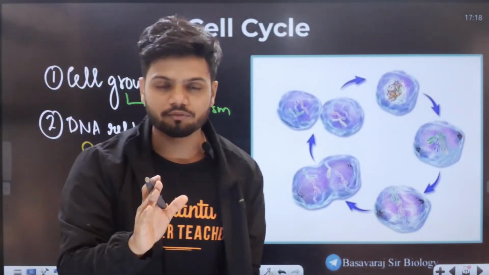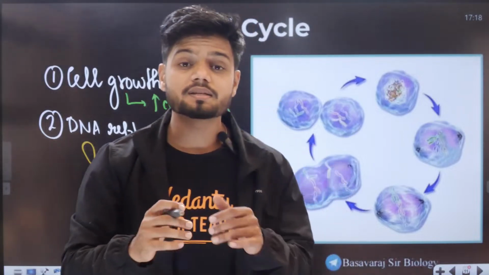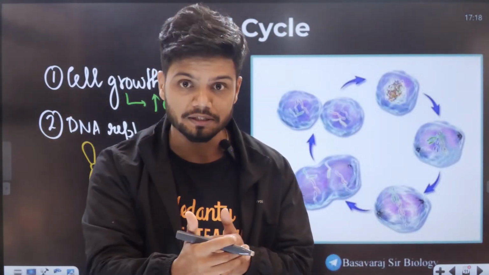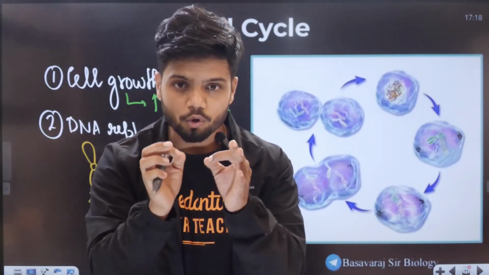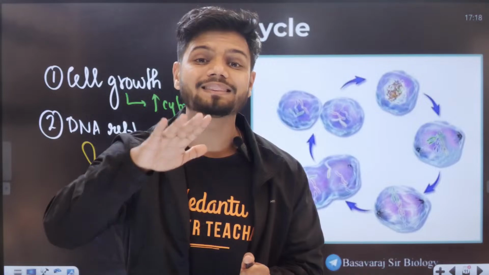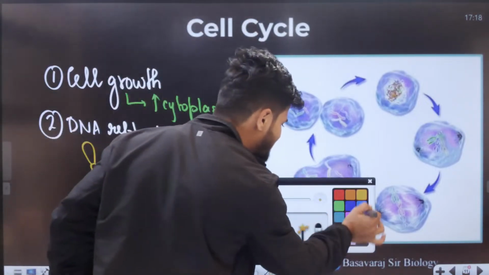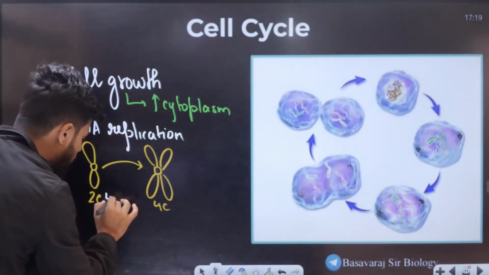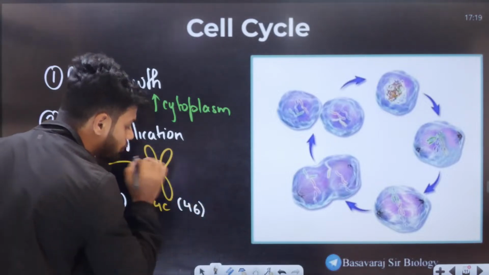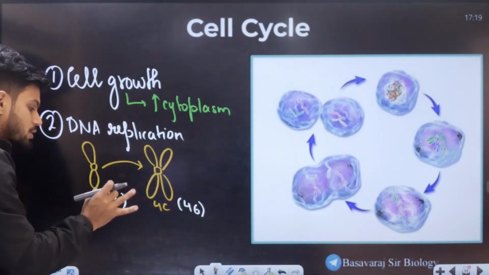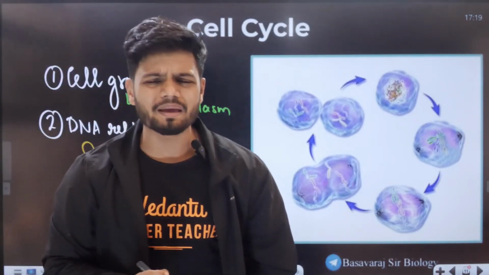Listen to my words very carefully. When I say DNA replication, right, there is increase in DNA content, but there is no increase in chromosome number. Chromosome number will remain the same. For example, let's say here I have 46 chromosomes. Here also I will have 46 chromosomes. Chromosome number is going to remain the same.